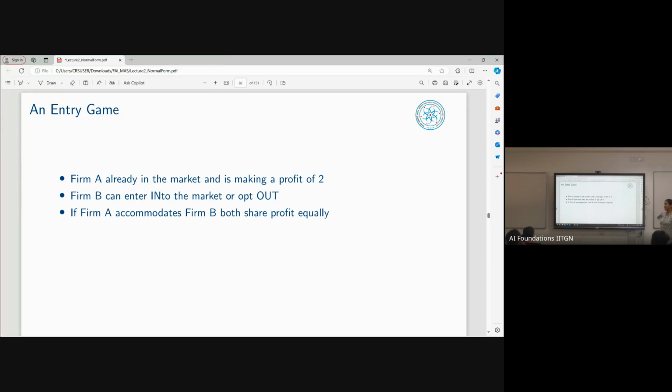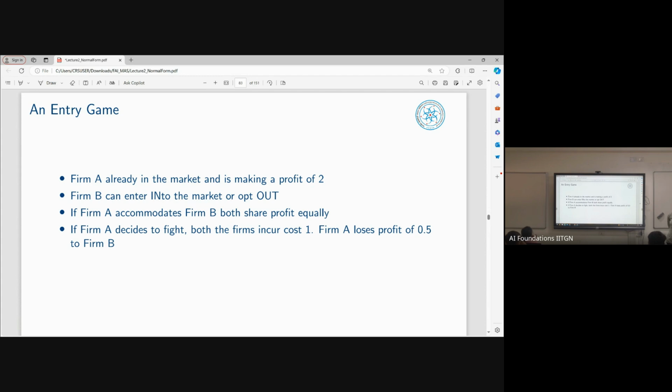So if firm A accommodates firm B, right? If firm A does not put up a fight and just accommodates firm B, then both share the profit equally. So firm A was making a profit of 2, now each of them will make a profit of 1. But if firm A decides to fight, it does not want any more competitors, so it decides to fight.